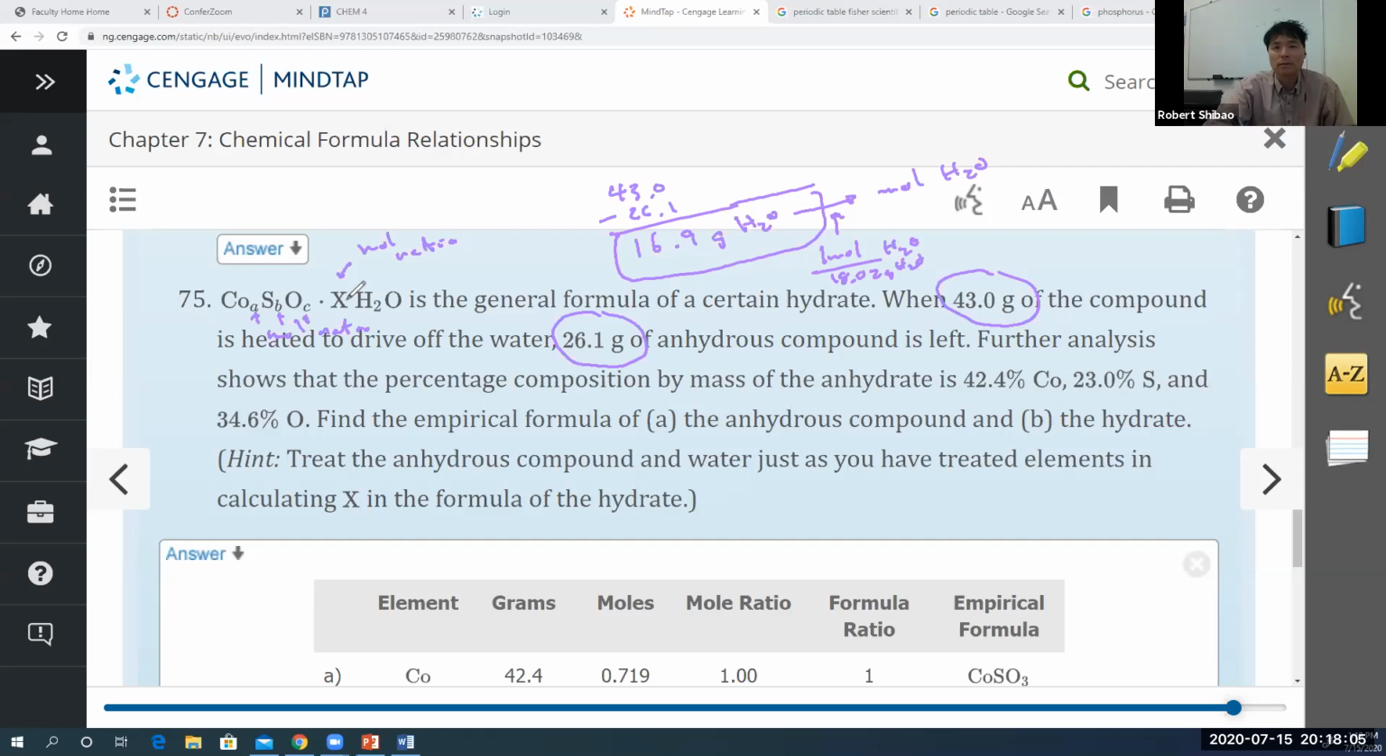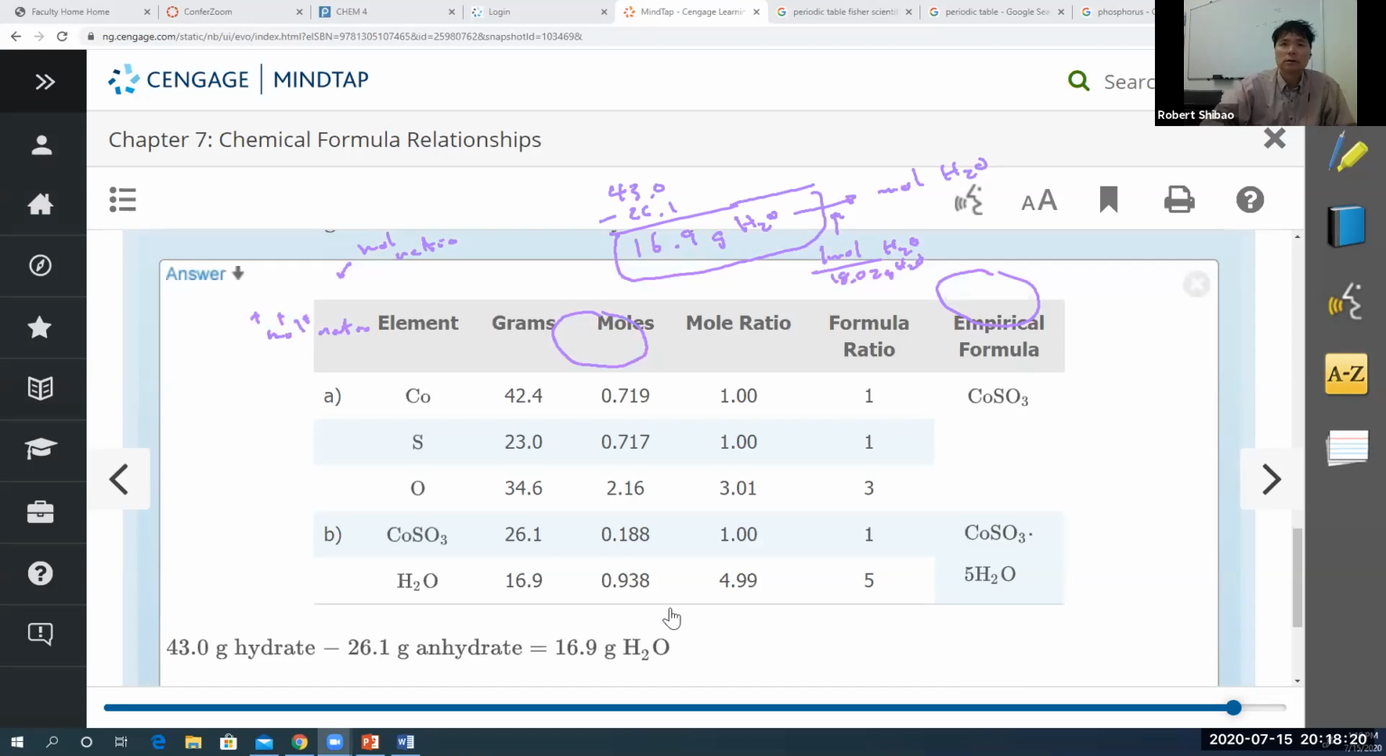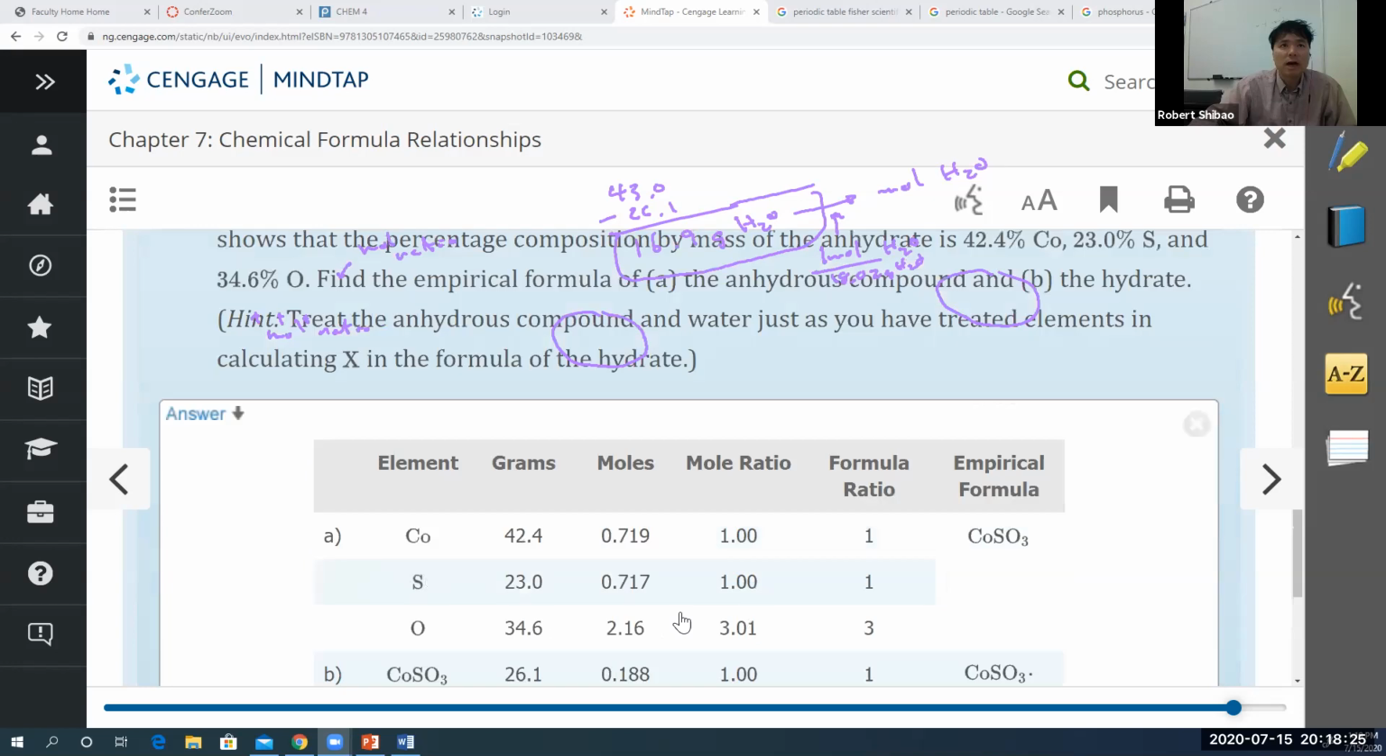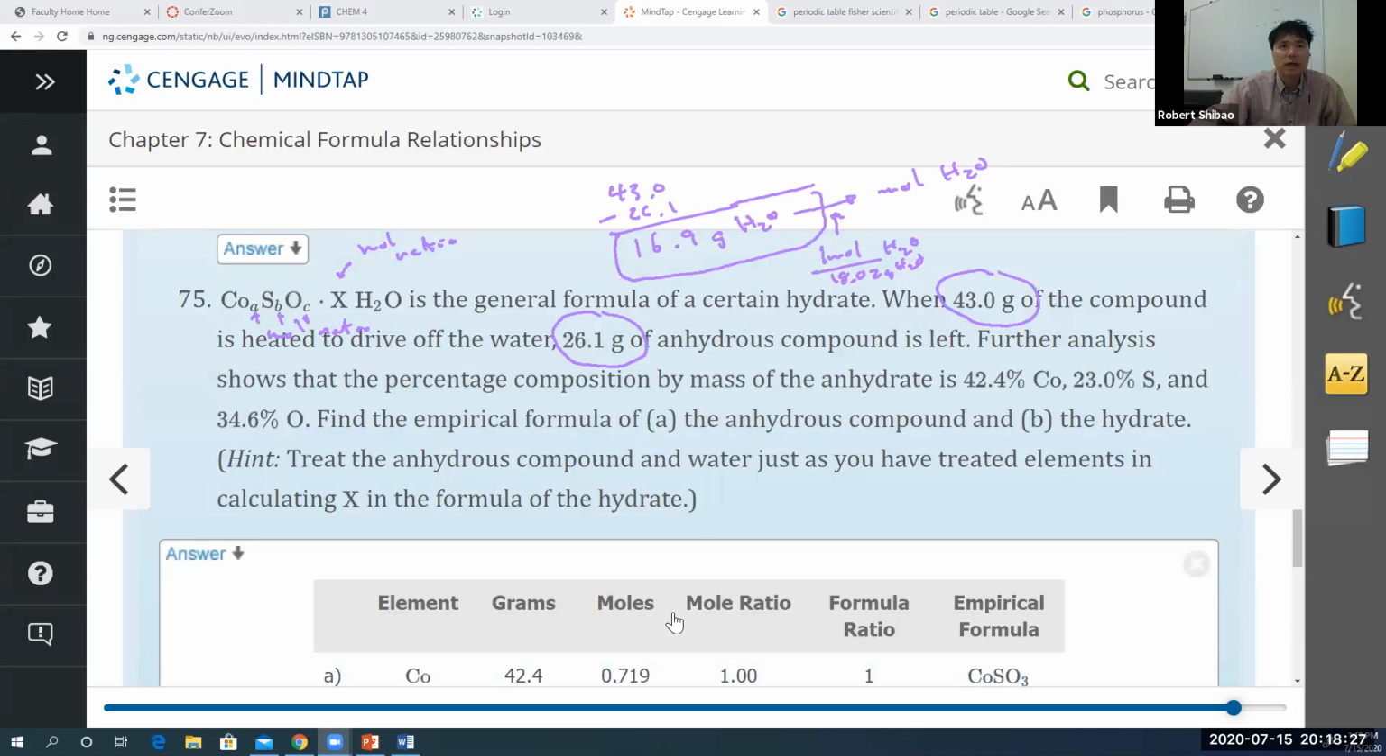But the tricky thing is when you do that. Let's take a look at how they did it here. So how do we handle the water? This is what they did. They're doing a mole ratio, but now with compounds rather than with atoms. In the first step, they did a mole ratio with the atoms. In the second step, they're going to do a mole ratio with the compounds.